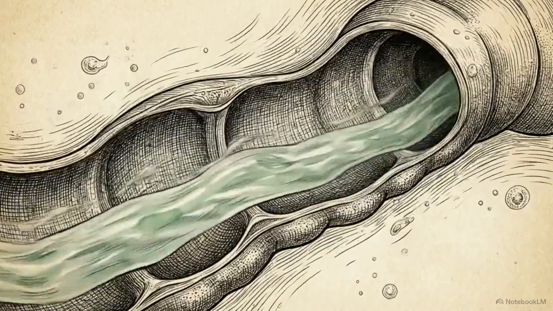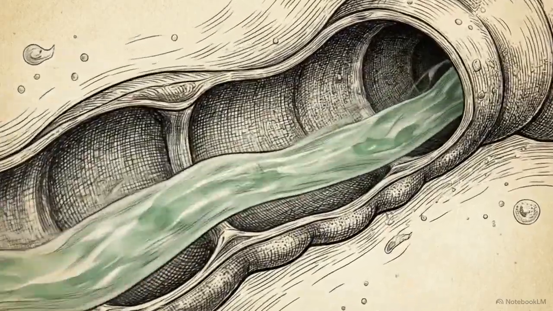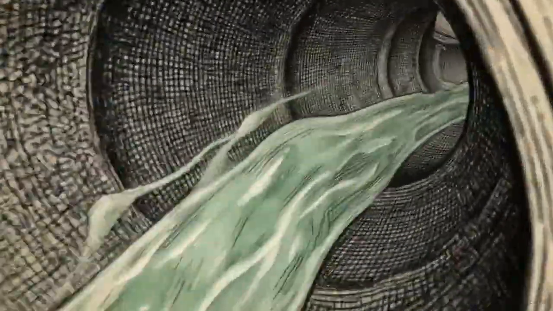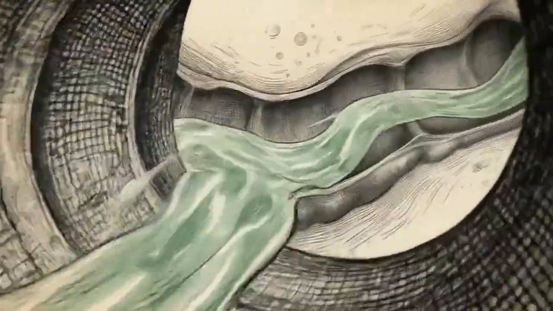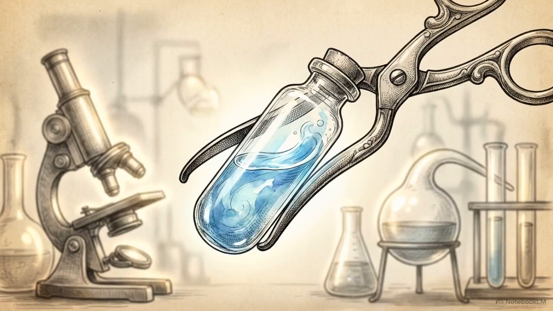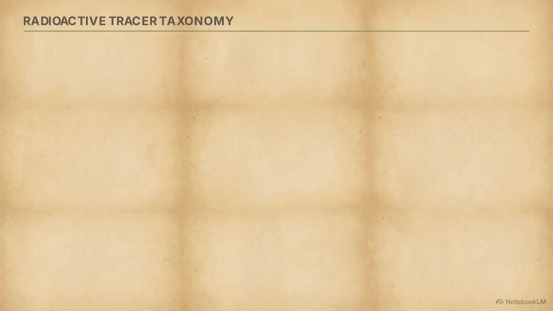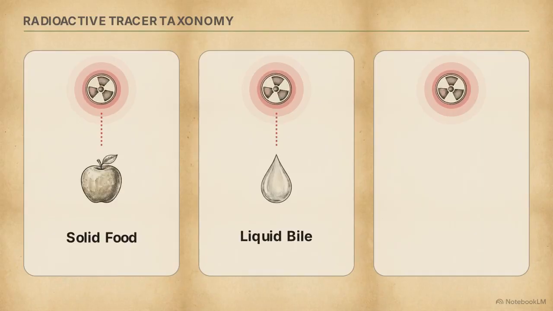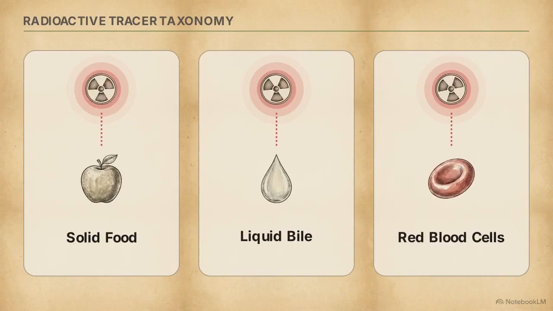CT and MRI excel at capturing structural anatomy frozen in time. Nuclear radiology maps physiological action, tracking how an organ functions minute by minute. To evaluate the gastrointestinal system, we use specialized radiotracers engineered to mimic natural biological components. Depending on the test, these radioactive compounds behave like solid food, liquid bile, or red blood cells.